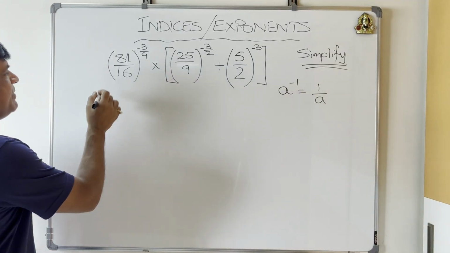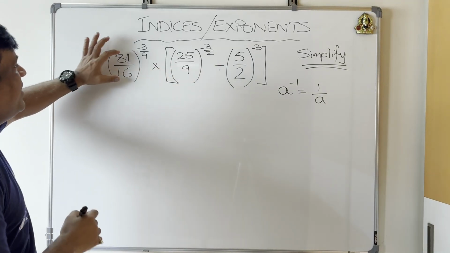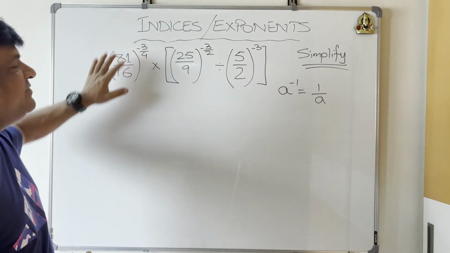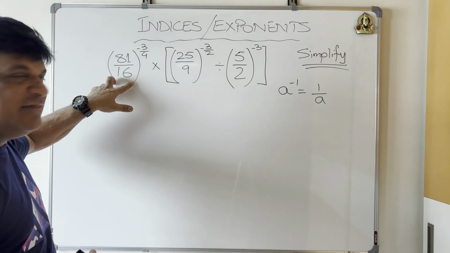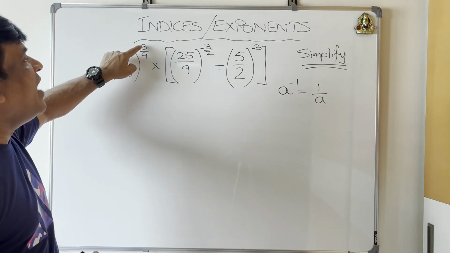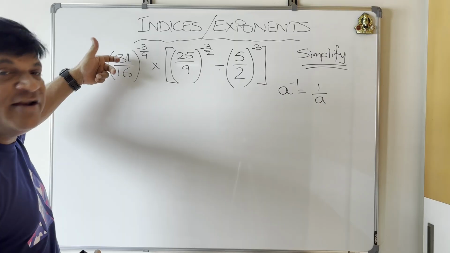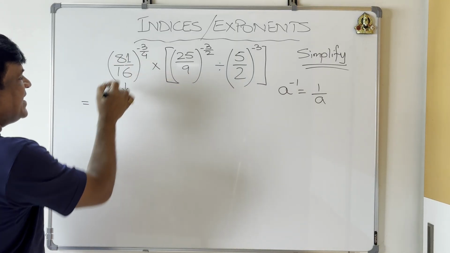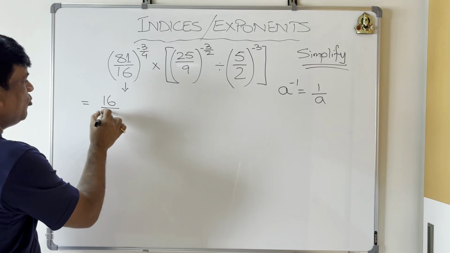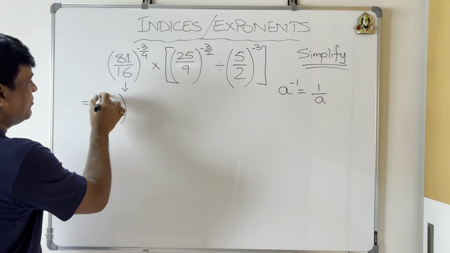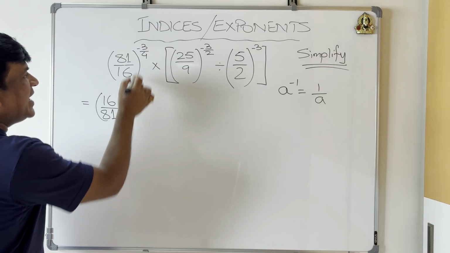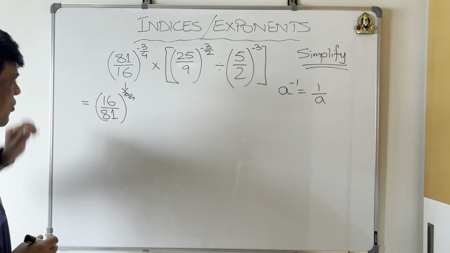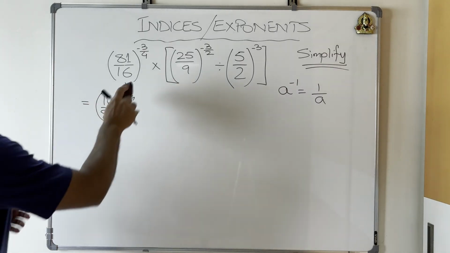The first step: I have 81 by 16. What is my A over here? A is 81 by 16. Anything inside the parenthesis is A, and you have a negative power. So can I reverse this one? I can write this simply like this. I can make this the reciprocal, 16 by 81, and I'm going to make it 3 by 4. I got rid of the negative sign. This is what I'm going to do. That is the first step which we are going to do.